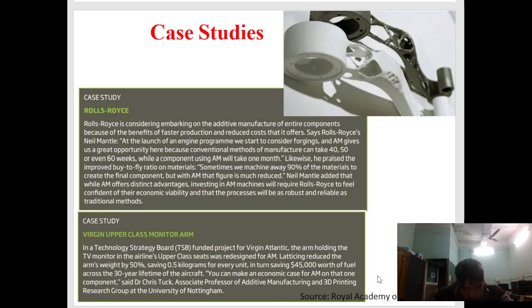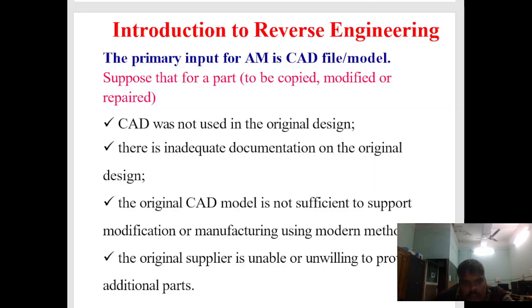You can make an economic case for AM on that one component, said Dr. Chris Tuck, Associate Professor of Additive Manufacturing and 3D Printing Research Group at the University of Nottingham. This source is from the Royal Academy of Engineering.